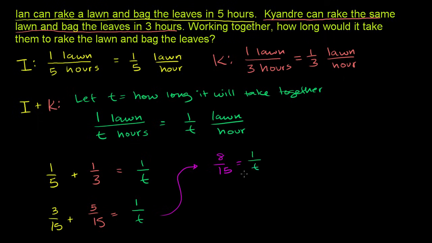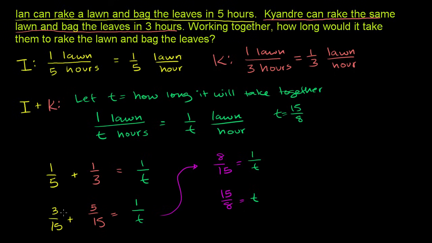If we want to solve for t, we can take the reciprocal of both sides. If we flip the left side, we get 15 over 8. If we flip the right side, we get t over 1, or just t. So it'll take them 15 over 8 hours. So t is equal to 15 over 8 hours. And I should say 15 over 8 hours per lawn.